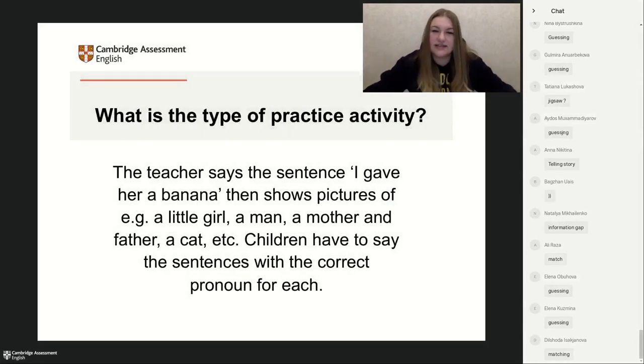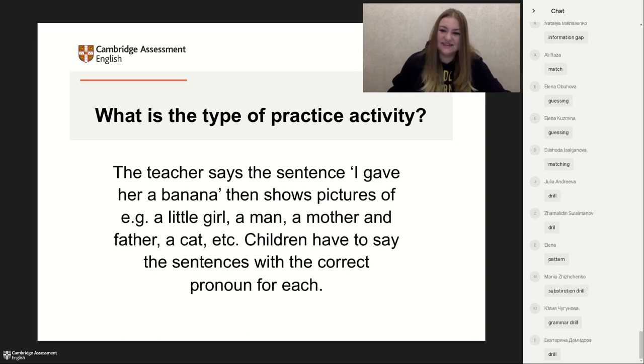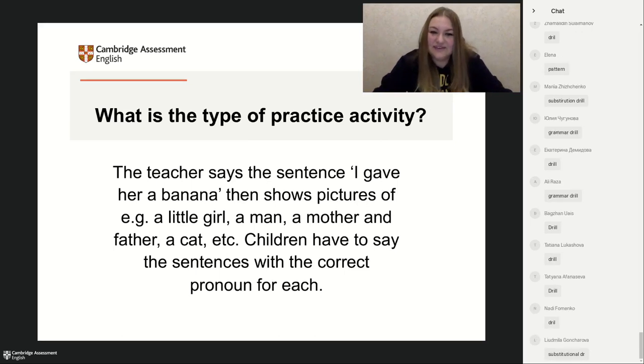So what do I have? The teacher says the sentence, I gave her a banana, then shows pictures of, for example, a little girl, a man, a mother, a father, a cat. Children have to say the sentences with the correct pronoun for each. I see. Julia is the first. Okay. So this is drill. Yeah. Fantastic. Grammar drill. Good. Well, you're doing well. Thank you very much. Right.